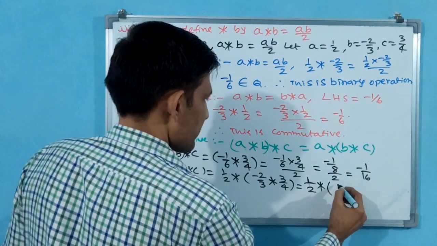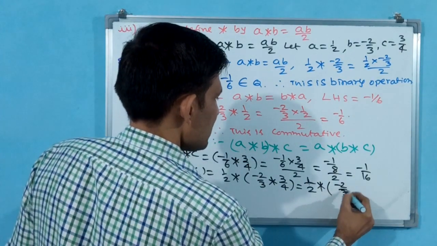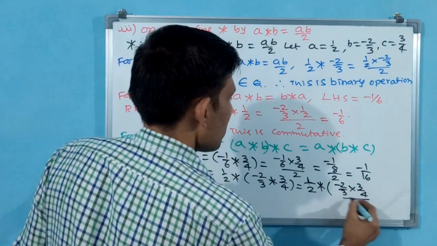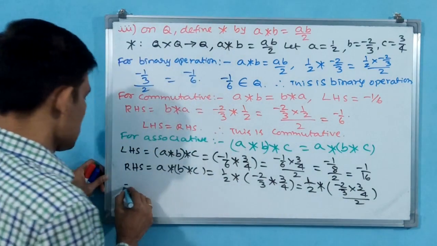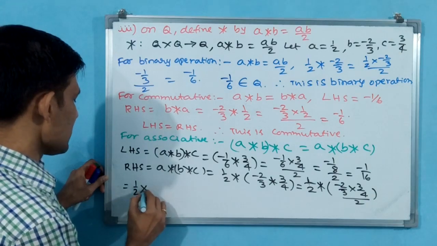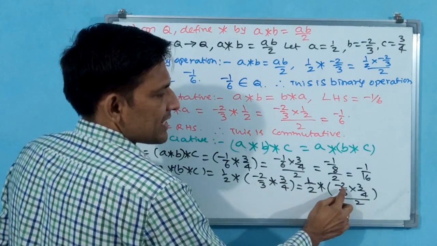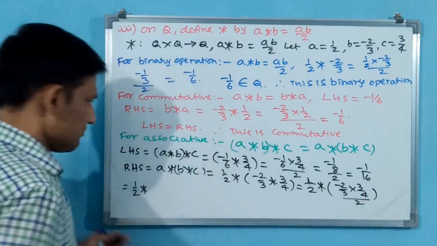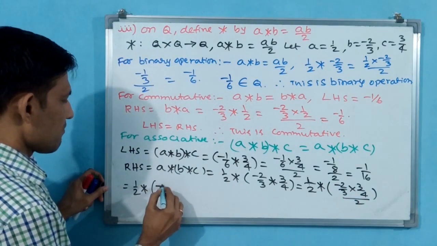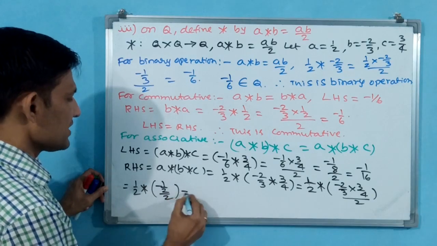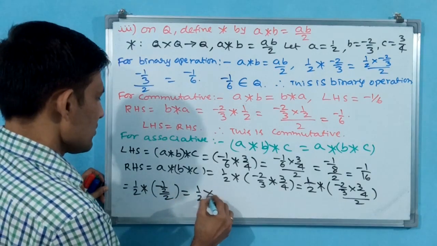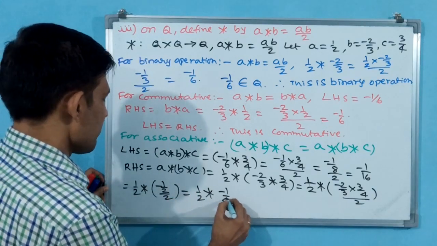Now, minus 2 by 3 into 3 by 4 by 2. 1 by 2 outside, same, but inside you see now T3 is going to get cancelled. Minus 1 by 2. Minus 1 by 2 by 2. That is equal to 1 by 2 star minus 1 by 4.